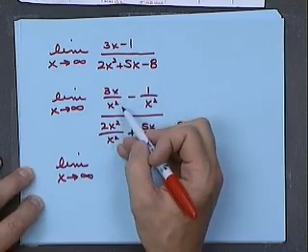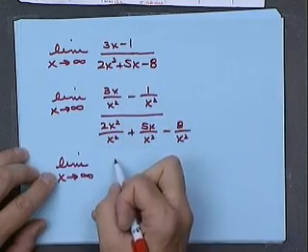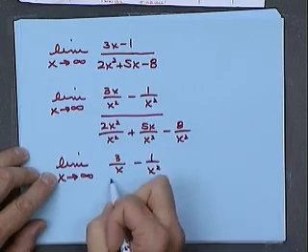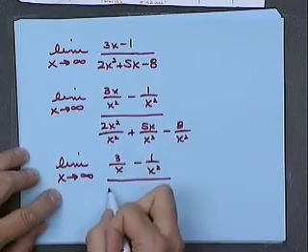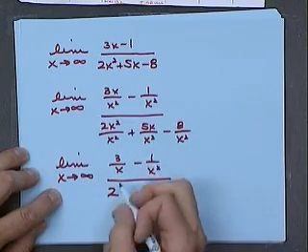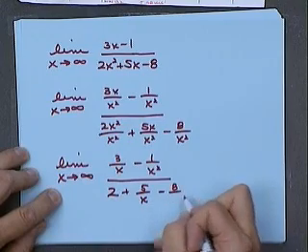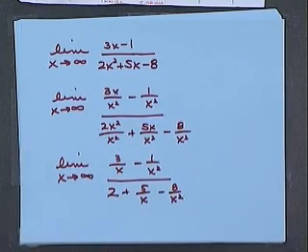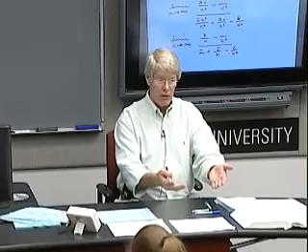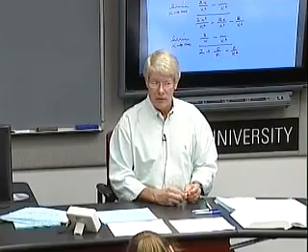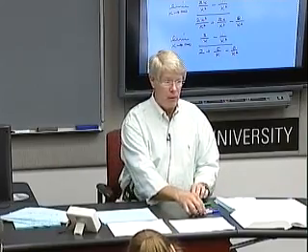So 3x over x squared simplifies to what? 3 over x. Can't do much with 1 over x squared. 2x squared over itself is 2. 5x over x squared, 5 over x, and 8 over x squared we're stuck with. All right. What happens to all the terms that now have a number over some value that's getting increasingly larger? Don't they all disappear? Yep.